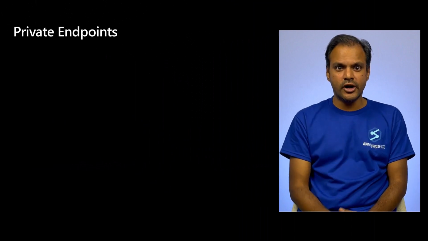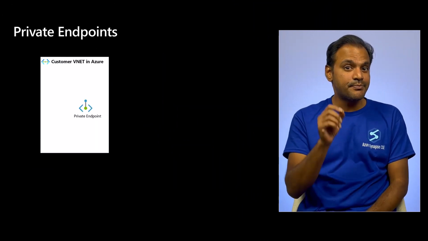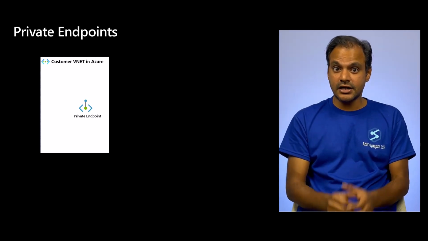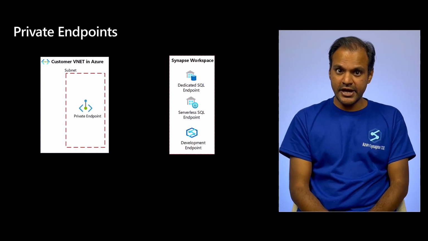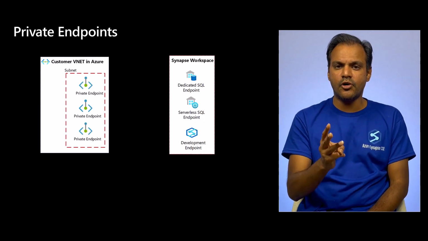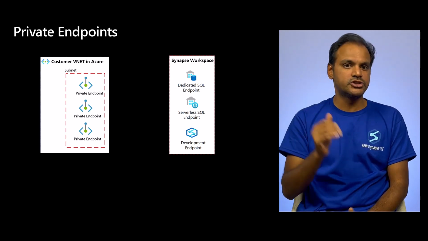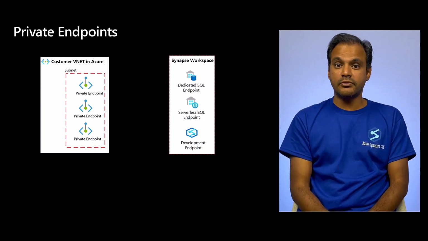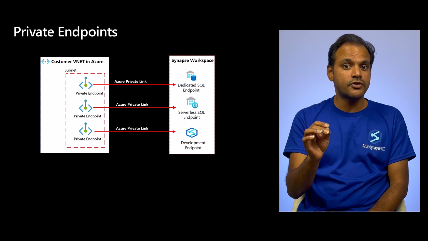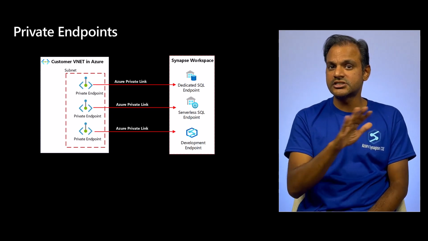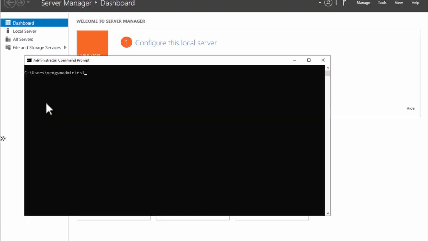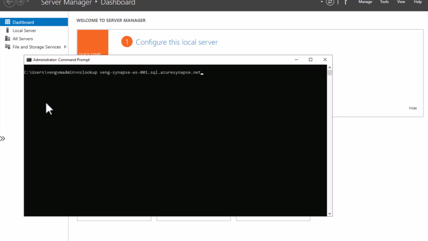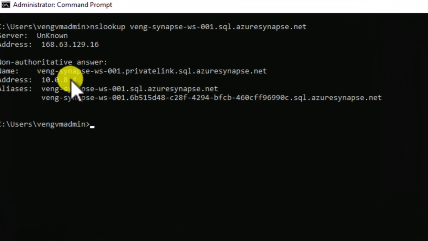An Azure private endpoint is a virtual network interface with a private IP address that's created in the customer's own Azure virtual network inside a subnet. Each Synapse workspace should have three separate private endpoints created, one for each sub-resource. These private endpoints are powered by Azure Private Link, and the traffic stays entirely within the Microsoft backbone network and never traverses the internet. Once we create these private endpoints and do an NS lookup on any of these fully qualified domain names, now we get a private IP address.